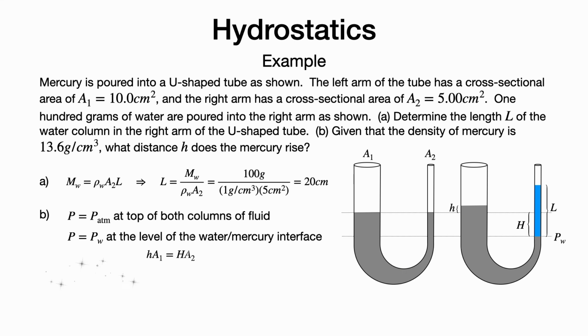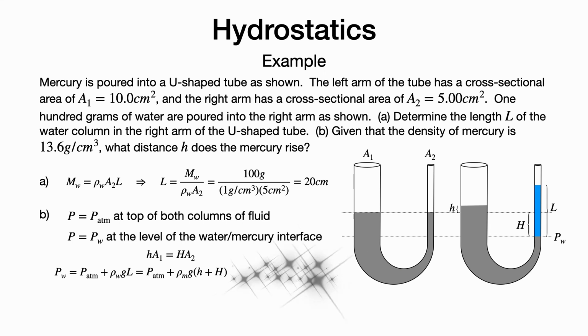Now, from Bernoulli's equation, we know that for the right-hand side of the tube, Pw, the pressure at the bottom of the column of water, is equal to atmospheric pressure plus the density of water times the acceleration of gravity g times the height of that column of water, capital L. But this will also be equal to the atmospheric pressure plus the density of mercury times the gravitational acceleration times the height of the column of mercury in the left-hand side above the level where we define Pw, that is little h plus capital H. From the continuity of the displaced mercury, we can replace capital H in terms of the ratio of the areas.